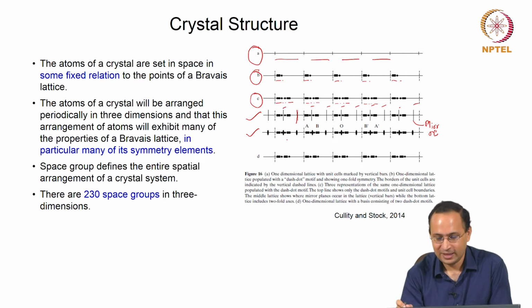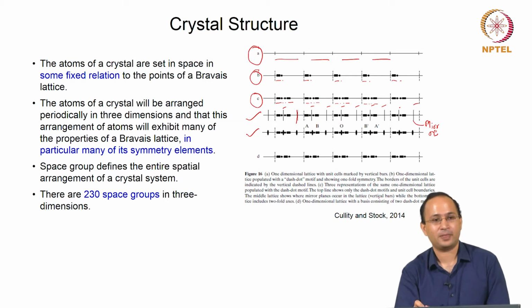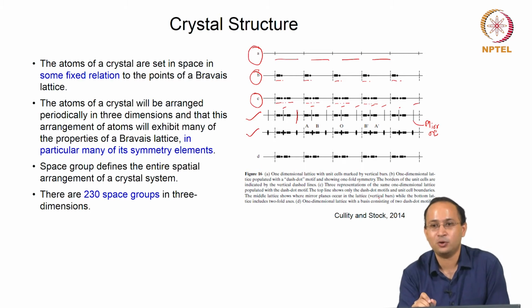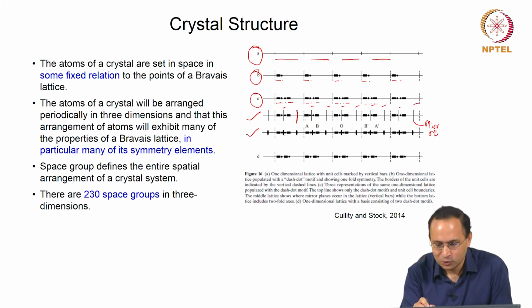Now in the last one, the bottom one, what we see, two-fold axes. What does that mean? Two-fold axis means if you rotate by 180 degree. So see, you have this dash dot dot dash, right, and these are the symbols for two-fold symmetry, two-fold axis, right.